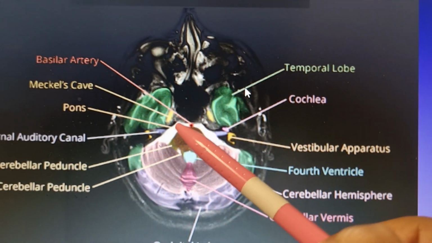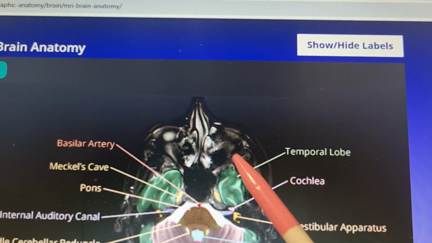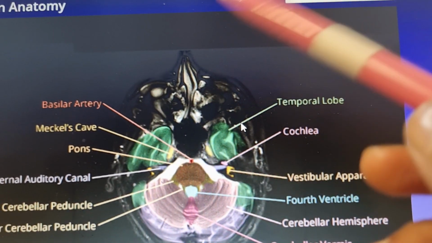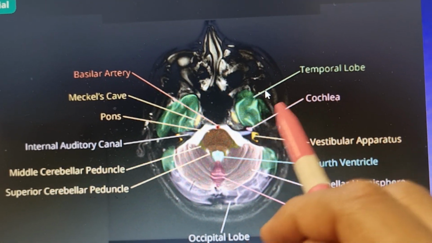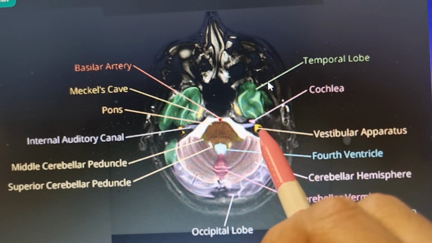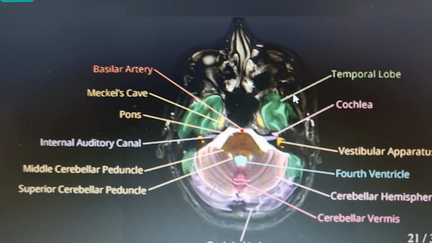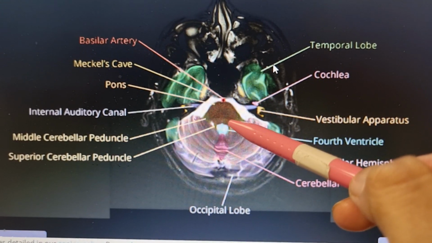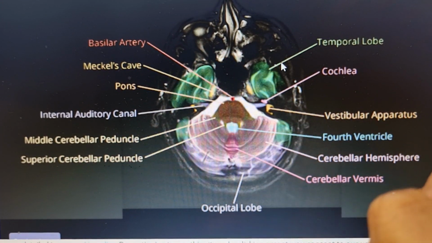You can see the area behind is the cerebellum. This is the temporal lobe. This is the nasal bridge and optic area, the orbits. This is the cochlea. This is the vestibular apparatus, which is related to hearing and balancing. And this is the fourth ventricle. In the previous section we saw the lateral ventricle and the third ventricle. This is the cerebellar hemisphere, the left and the right cerebellar hemisphere.